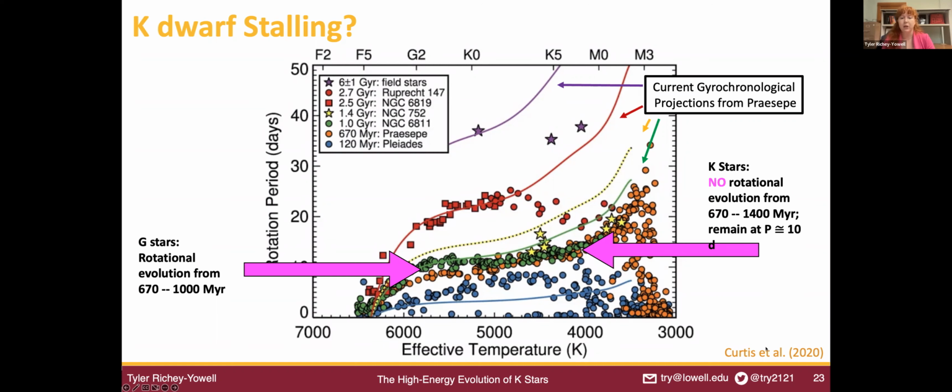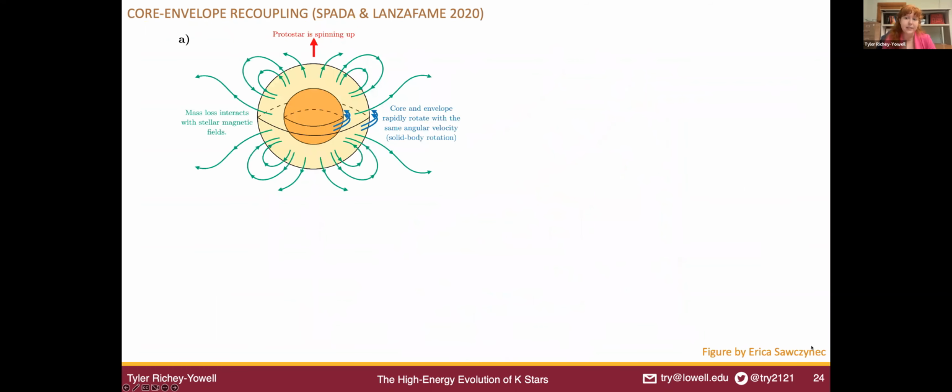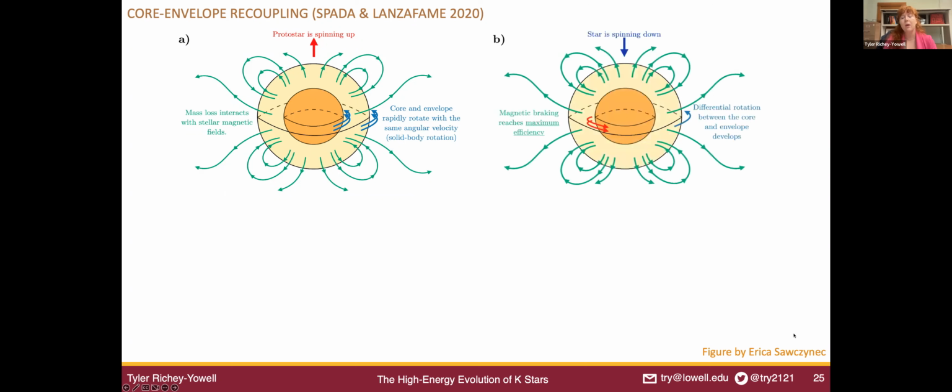This is an effect that they're calling K-dwarf rotational stalling, where the rotational spin down of the star appears to stall. There are a few theories as to why this is happening, but the current leading model is what we call core-envelope recoupling. This considers the star as a two-zone model, so you have a core and an envelope. When the star is young, it's rotating as a solid body and spins up as it contracts onto the main sequence. But once on the main sequence, the magnetic braking reaches a maximum efficiency.